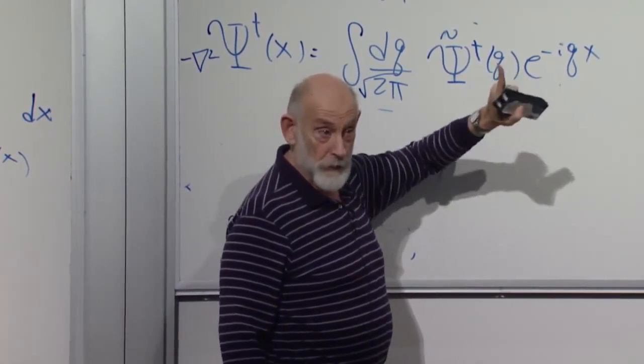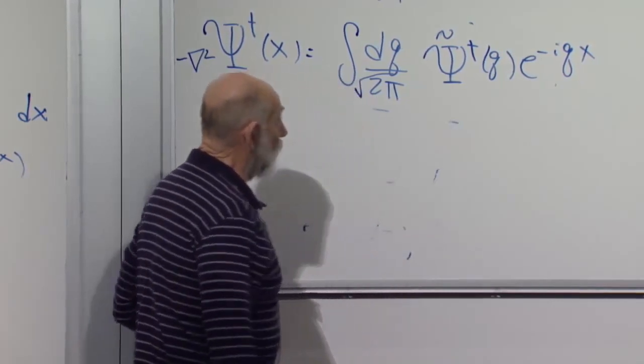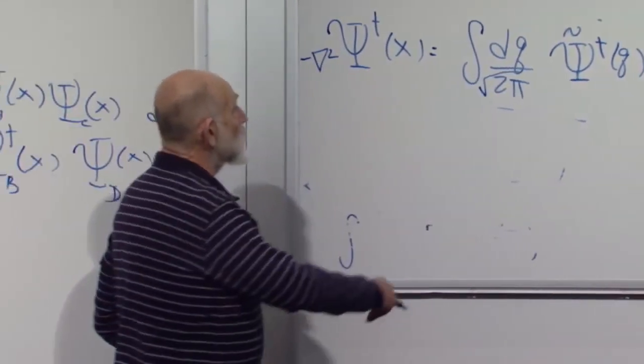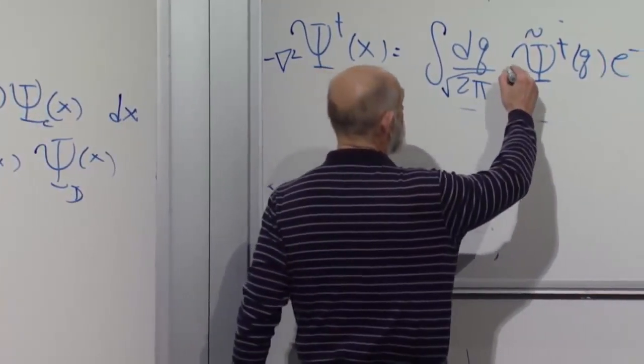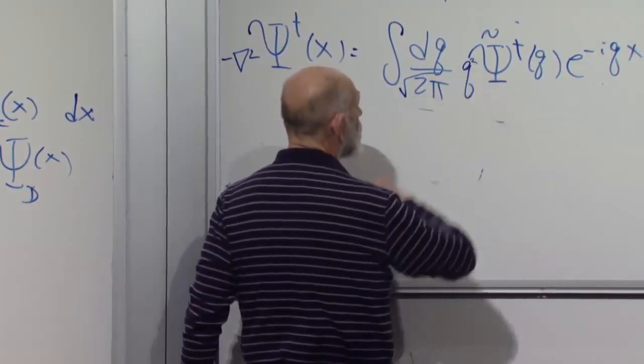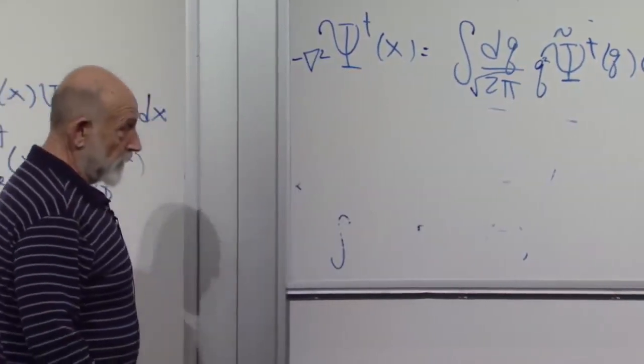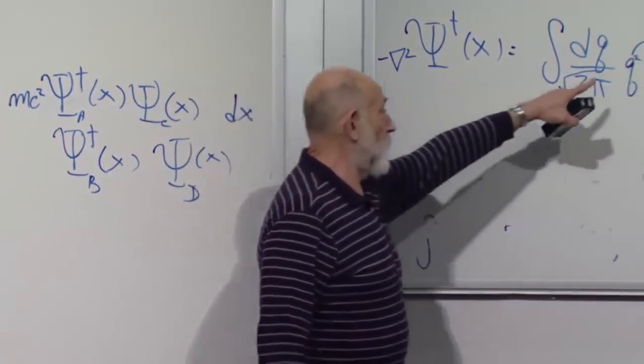Q squared plus q squared. Minus iq times minus iq. So this would give us q squared, in other words, the square of the momentum of the particle that you're creating here.